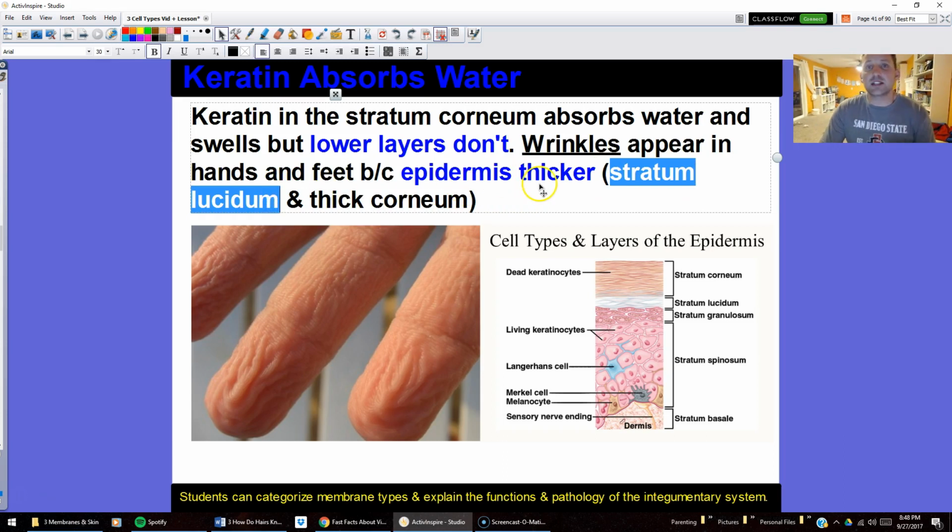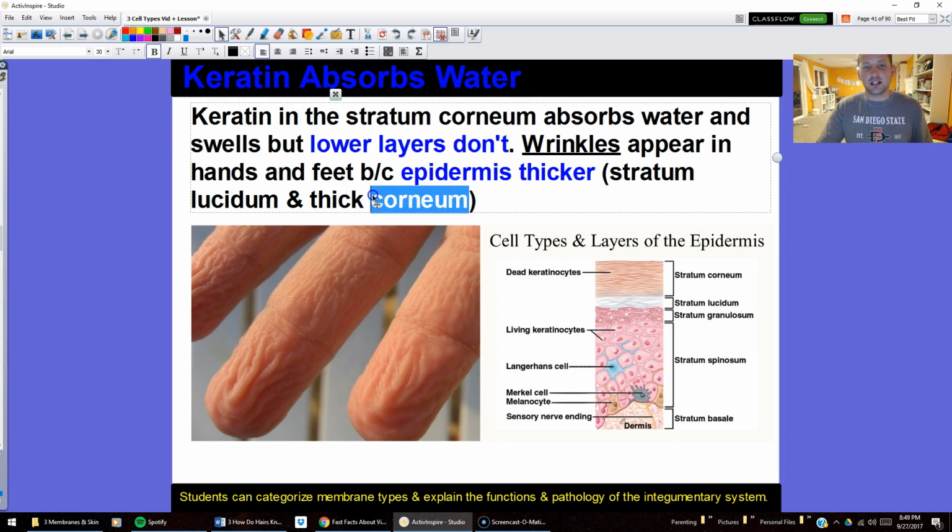A couple of students asked in the last video to clarify the stratum lucidum. Why is there an asterisk by the acronym Can Large Girls Sing Bass? I put an asterisk by it because the stratum lucidum is usually only in the thickest parts of the skin. A great example is the thick skin on your hands. There's a thick layer of stratum lucidum there. So the keratinocytes there and the keratinocytes in your corneum are absorbing water. So you have all these wrinkles, most noticeable in your hands.